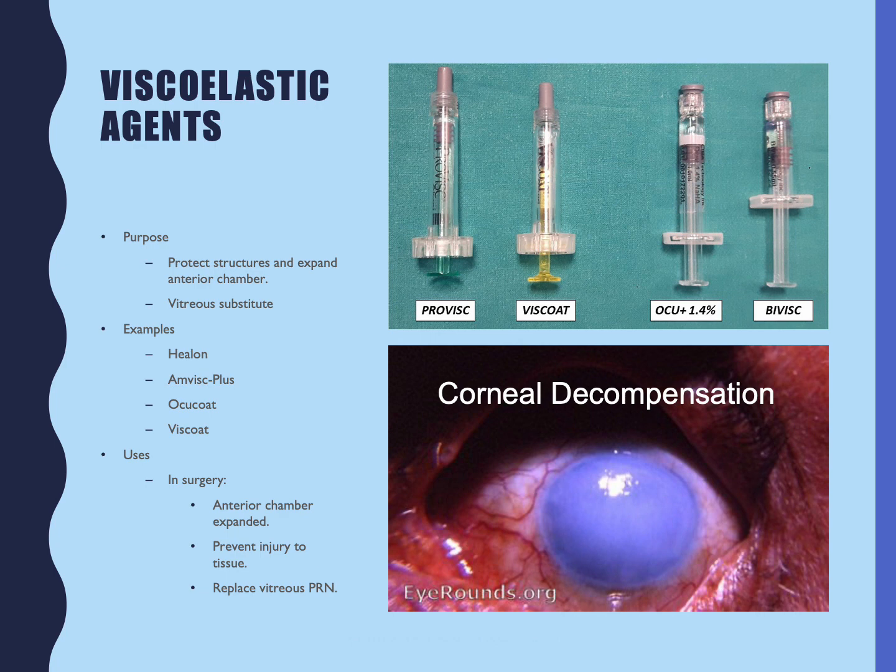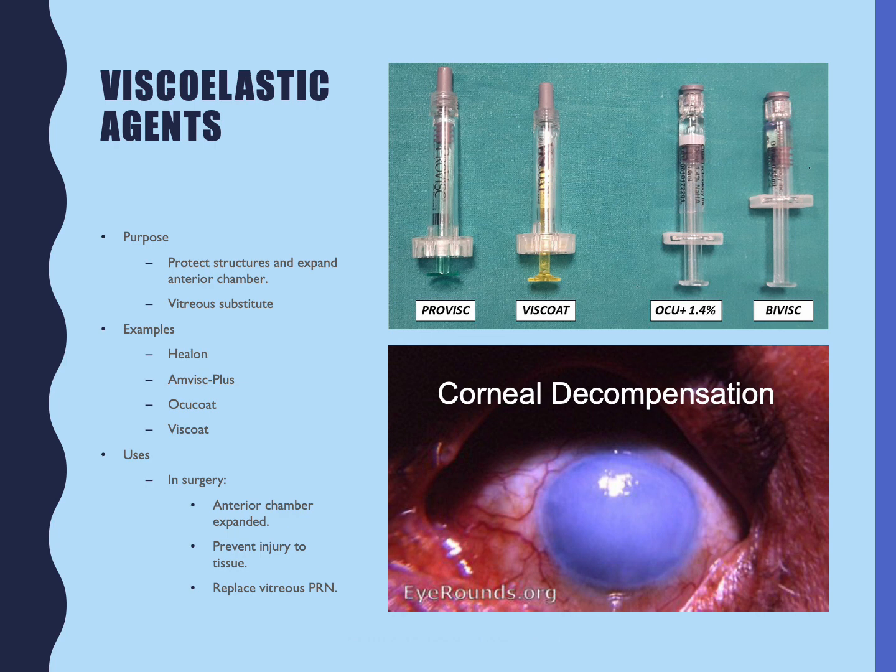A lot of them have Visc in their name. So on a test, if you're asked to identify a viscoelastic, there's a good chance that the answer is going to have VISC in the answer. Not if it's Healon or OcuCoat, of course, but there are several that do have the VISC in their name.